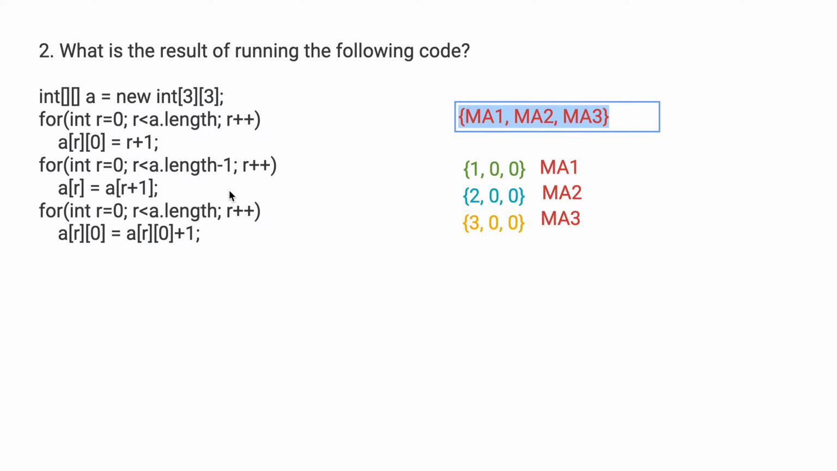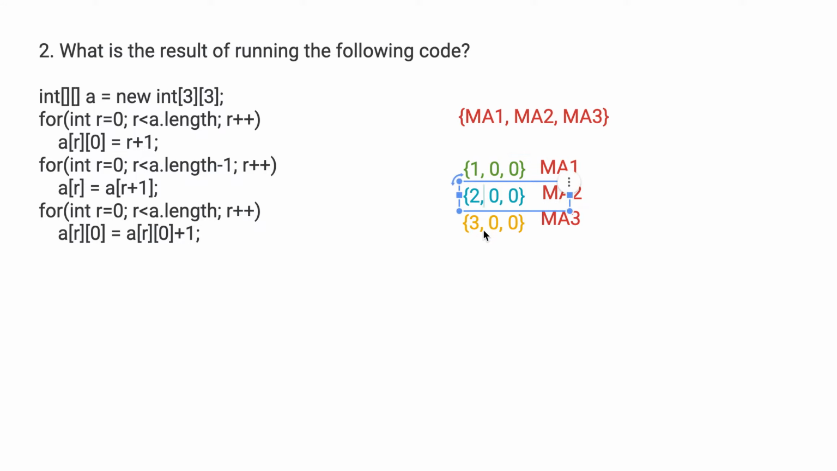Because we're never going to get to 2 because of this condition. So now notice that we're setting a at r, so we're setting the entire row to be equal to a at r plus 1. Okay, so what that really means is, for example, our first row here is just going to get the second row, and we'll talk about what that means in a second.